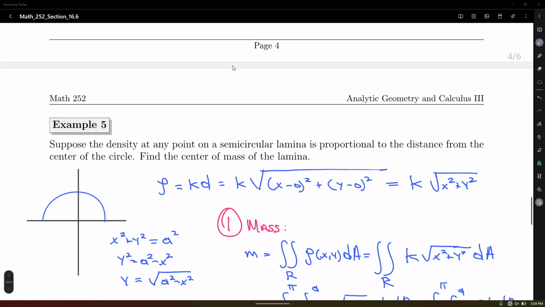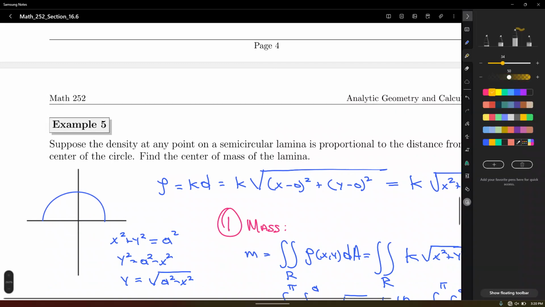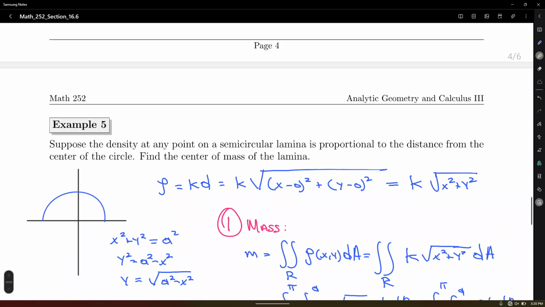All right, so in this example, suppose the density at any point on a semicircular lamina is proportional to the distance from the center of the circle. So in this case, it's just proportional to the distance, not to the square of the distance like the previous problem. That's going to give us the following expression: rho, that density, will be k times d. That's proportional to the distance, not its square.